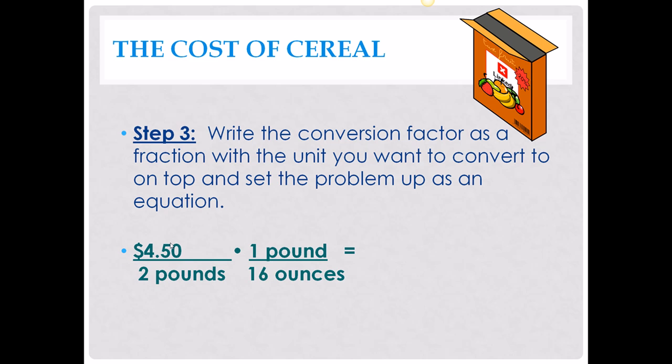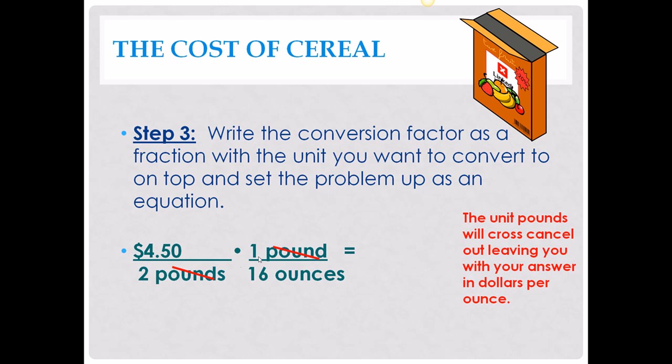They gave me $4.50 and 2 pounds. Notice what's diagonal. The pounds are diagonal, so they're going to cancel out. And that leaves me with dollars in my numerator, ounces in my denominator, which is what we wanted to know. We wanted to know the cost per ounce. And anytime you see the word per, that means divide. That's where your fraction bar is.